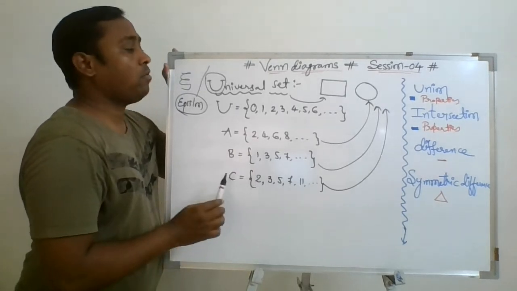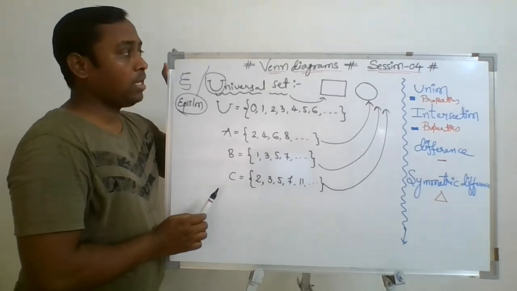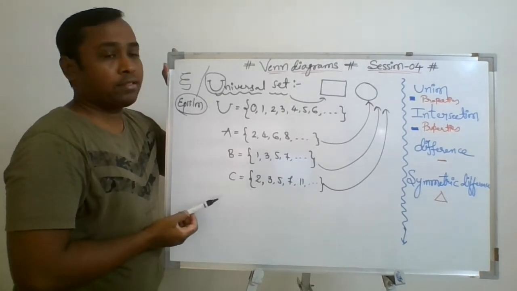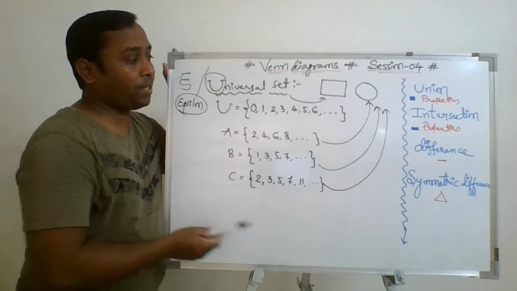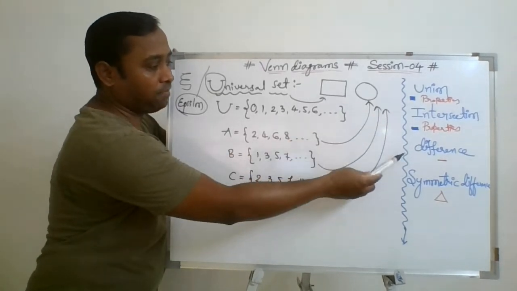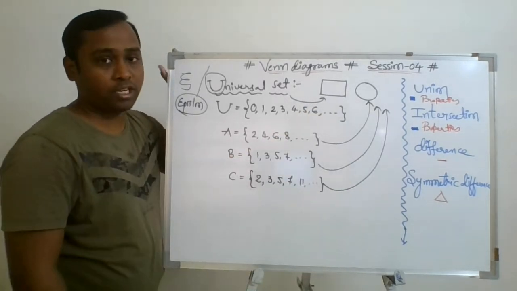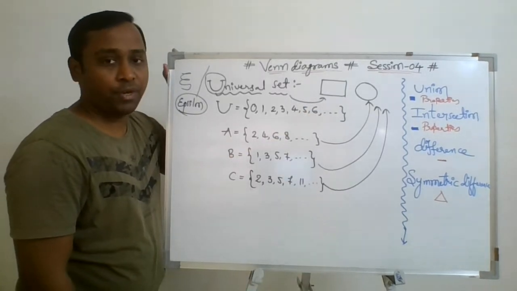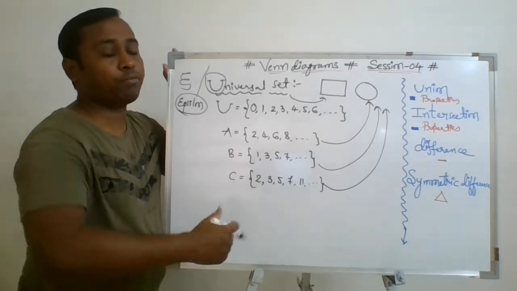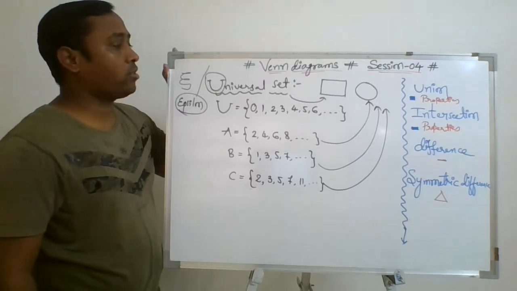Getting it? So now with the help of the rectangle and these circle symbols, we are going to understand a few fundamental operations which are listed over here: union, intersection, difference and symmetric difference. One by one we'll try to understand what is meant by union and how it can be represented with the help of Venn diagrams. Fine, so let's try.